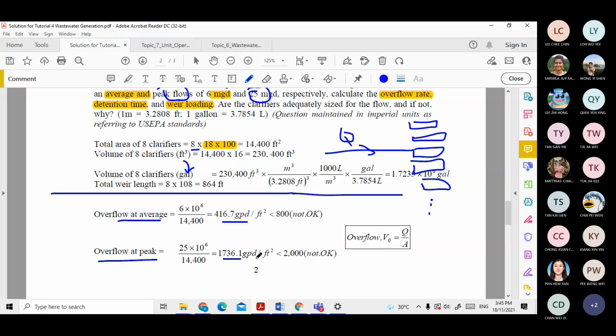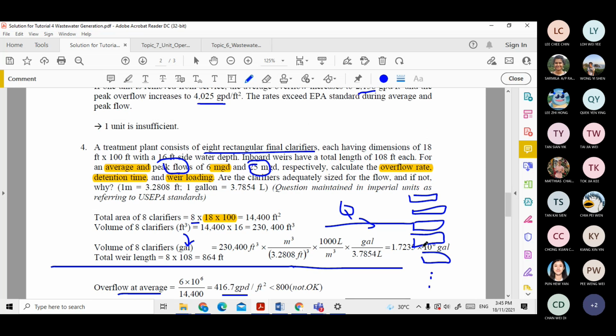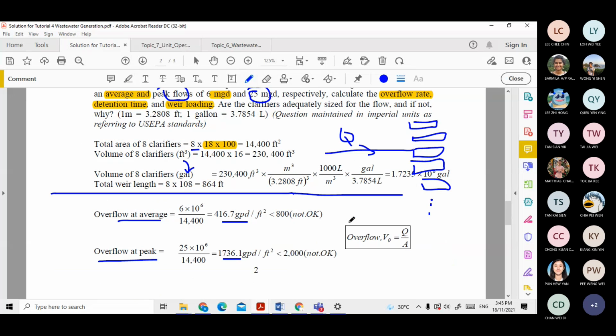So that means what you can do is you can either redesign by reducing the number of clarifiers, or you can redesign by reducing the size. That means you can reduce the length and the width, right? Why? Because this overflow is controlled by this surface area. The flow is out of our control because it is based on the manufacturing, the production. So design can only play with this A.